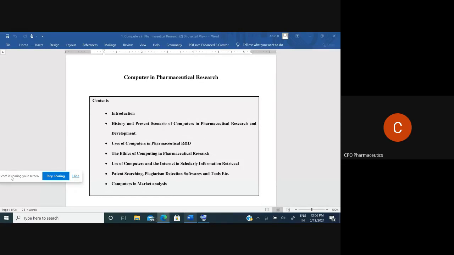First, we will discuss the introduction, and then the history and present scenario: how this idea started, who initiated it, and where we are now in computers and pharmaceutical development, and then the use of computers in pharmaceutical R&D. I'll tell you which areas are specifically related to pharmaceutical areas. Pharmaceutical history is more or less related to chemistry, and when it comes to the use of computers, we will discuss how computer applications are used in the pharmaceutical domain. You can also imagine where this field is going and what new job opportunities you may get from learning these softwares, and then the ethics of computing.